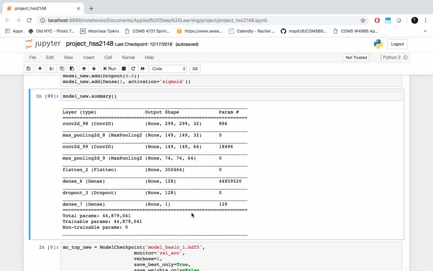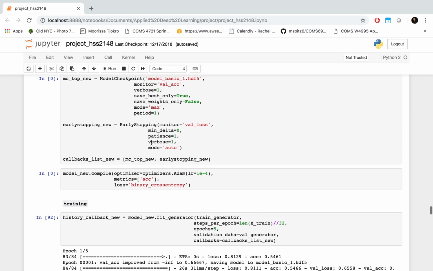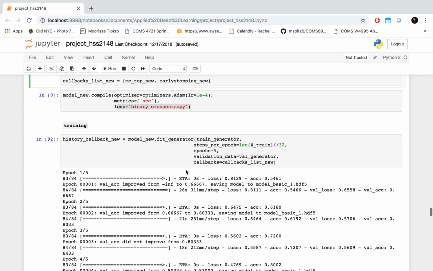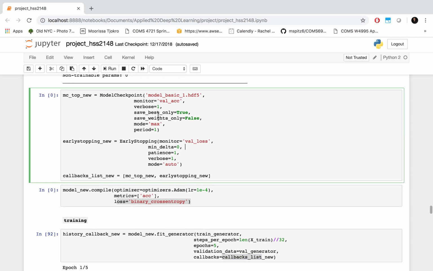This is how the architecture looks like, and again, to have an apples to apples sort of comparison, I compile with the same sort of settings, with a learning rate of this value with an Adam optimizer, an accuracy metric to evaluate, and a loss of binary cross entropy. And over here, I train my model for 5 epochs because this model starts overfitting very quickly. So I don't train with as many epochs as was done previously. And again, I pass the same training data generator and the validation data generator with the same callbacks list, like so.